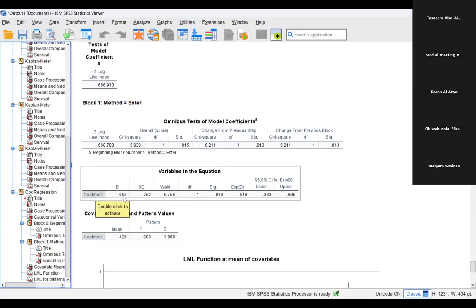The B is telling me that there is a decrease in the log of the hazard rate ratio if I have a combination of treatment compared to the one chemotherapy. To understand it more, I look at the exponential of beta. So can Razan explain the exponential of beta, which is equal to the hazard rate ratio, which is similar in terms of interpretation to any relative risk? Razan, can I hear you interpreting the rate ratio of 0.546?